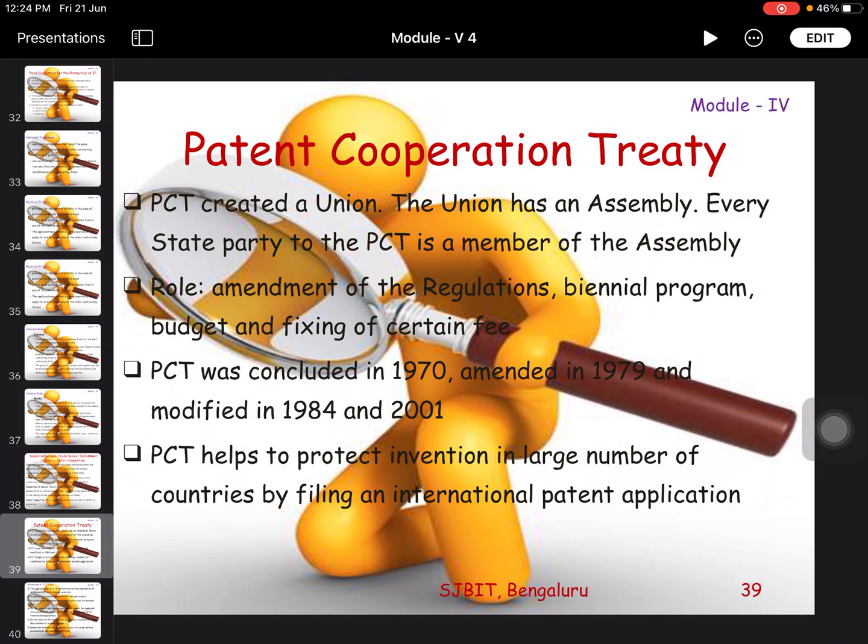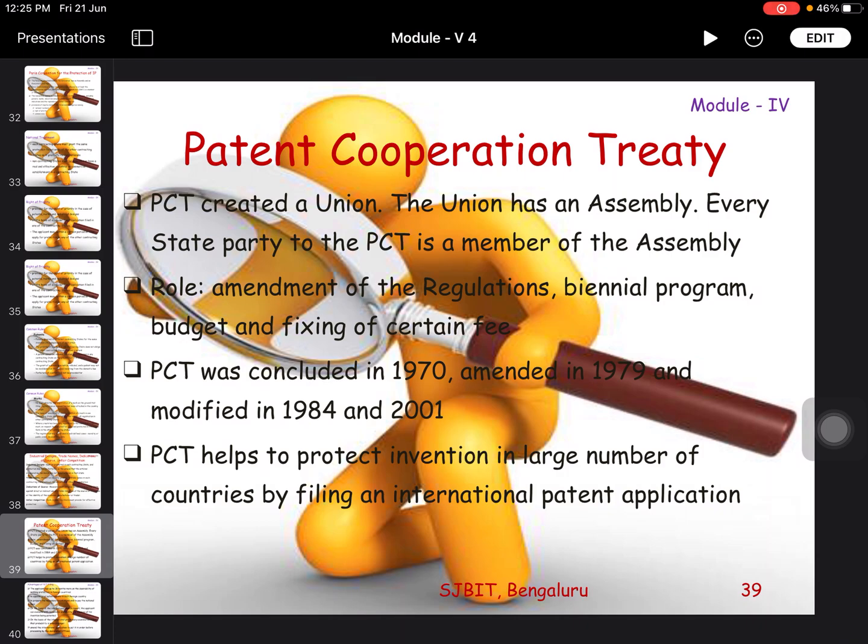The Patent Cooperation Treaty created a union, and every state party to the PCT is a member of its assembly. Its role is to amend the regulations, fix certain fees and the budget, and have a biennial program. The Patent Cooperation Treaty was concluded in 1970, amended in 1979, and modified in 1984 and 2001.